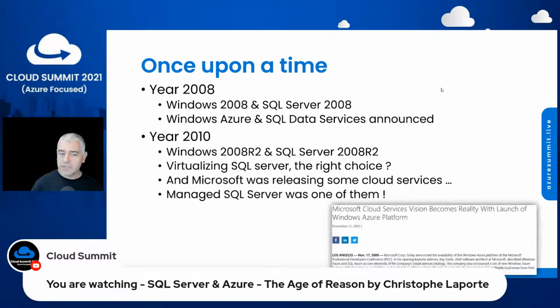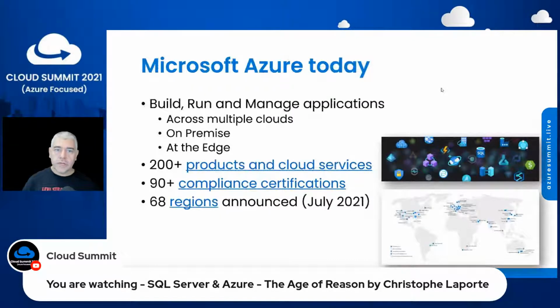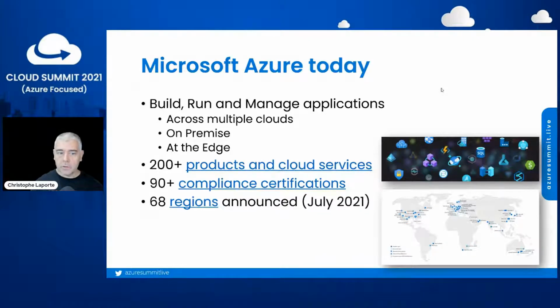But in the meantime, Microsoft released some cloud services, and SQL Server was one of them. The first release of Azure services had a kind of fully managed SQL Server. And today it has evolved a lot, and we can run applications across multiple clouds. That means that you can have some business on Amazon, GCP, or Azure, and from Azure, you can manage all your services. You can also manage services on-prem and at the edge. Azure is a very, very large ecosystem. You have more than 2,000 products and cloud services, and you have a lot of regions. It means that you can host your application and your data in more than 68 regions at this time.